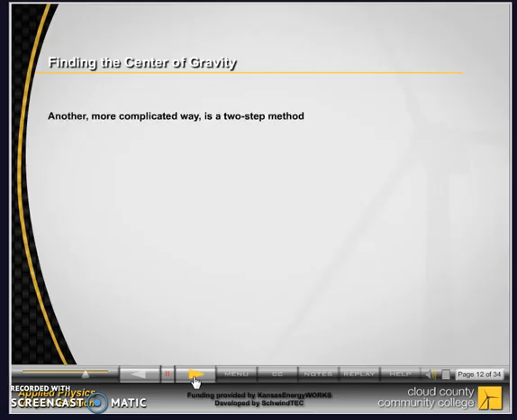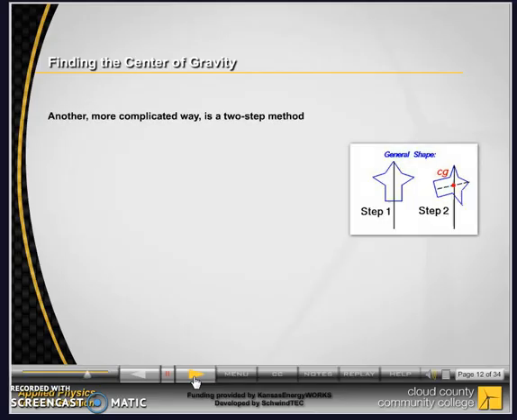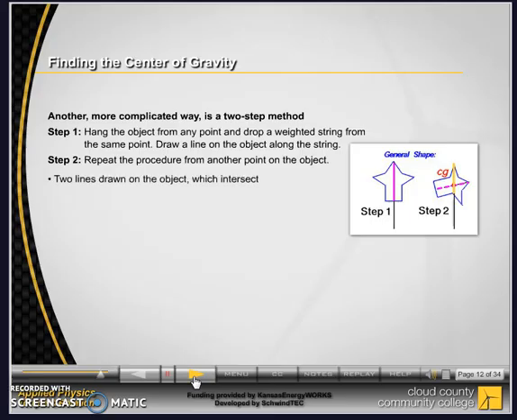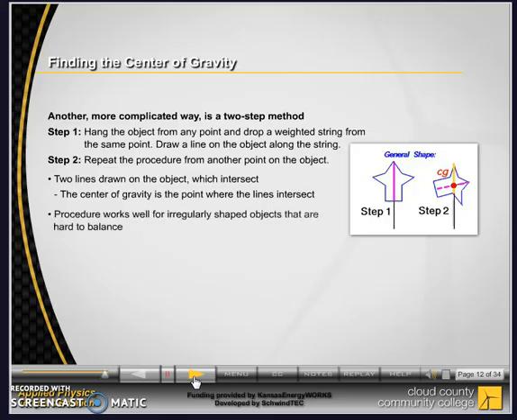Another more complicated way is a two-step method shown on the page. In step 1, you hang the object from any point and you drop a weighted string from the same point. Draw a line on the object along the string. For step 2, repeat the procedure from another point on the object. You now have two lines drawn on the object which intersect. The center of gravity is the point where the lines intersect. This procedure works well for irregularly shaped objects that are hard to balance.